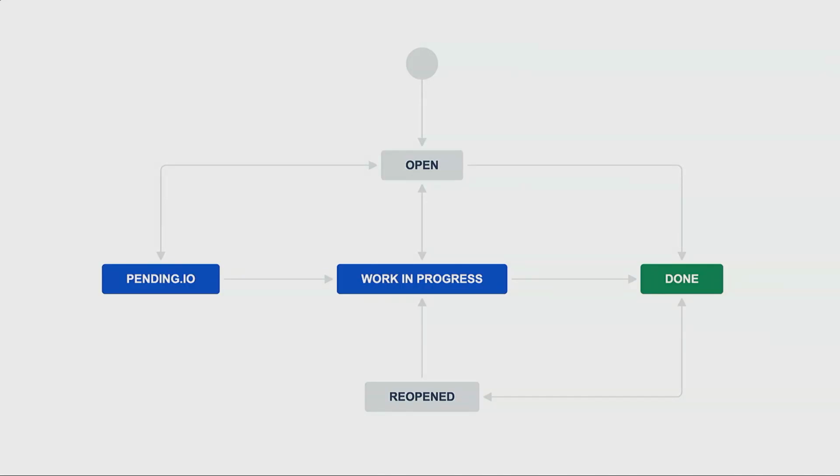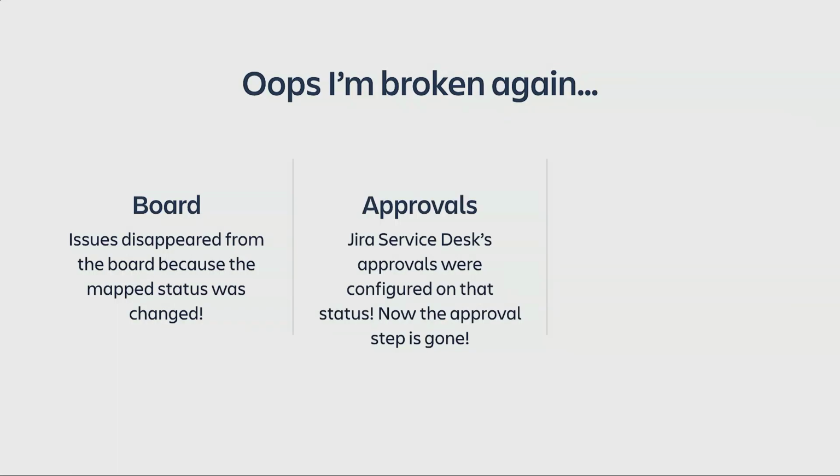So everything is the answer. Lots of things can break. For example, boards. Boards map a status to a column. If the status isn't mapped correctly, issues will disappear. Approvals from Jira Service Desk. Jira Service Desk has a feature called approvals that live on the status. Now that the status has been changed, the approval step's gone, everyone gets a Ferrari for free because they don't need to go through approvals anymore.